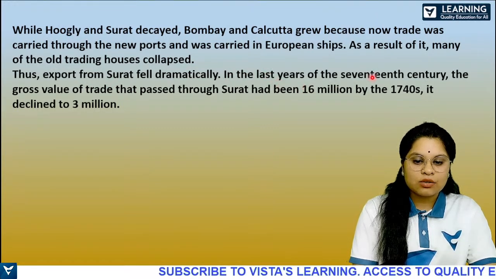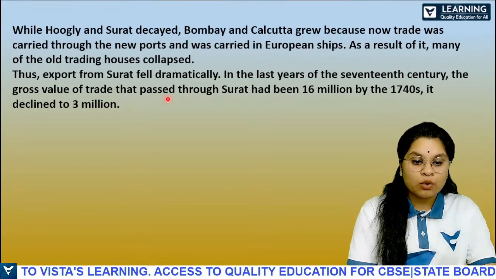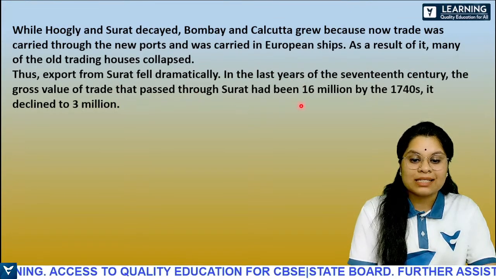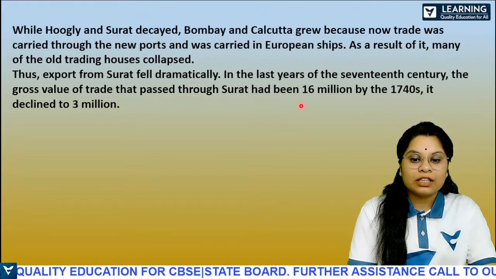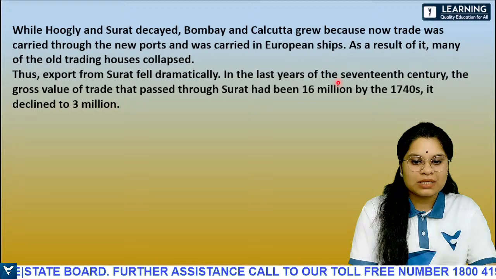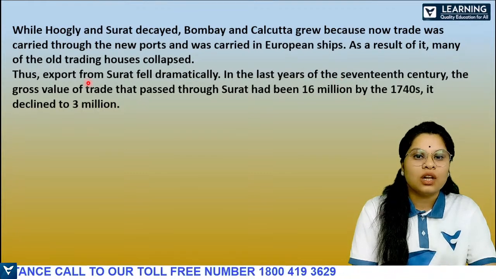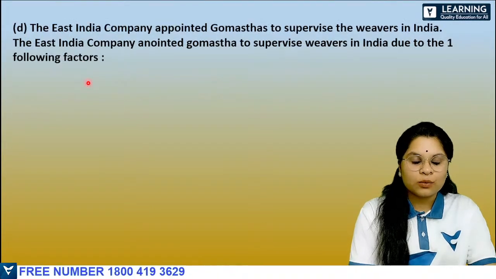In the last years of the 17th century, the gross value of trade that passed through Surat had been 16 million. By the 1740s, it declined to 3 million. So from 16 million to 3 million, which was a huge loss. Fourth one, the last one.